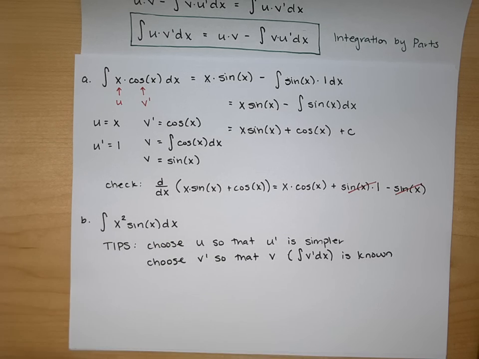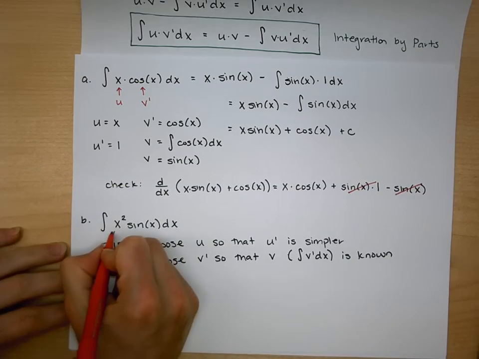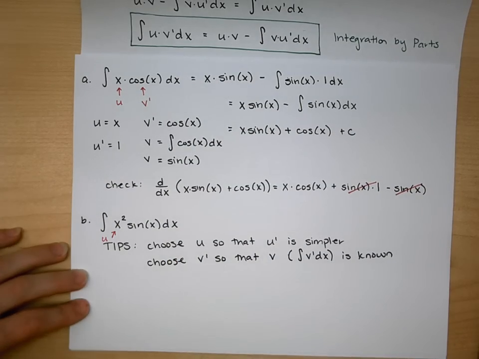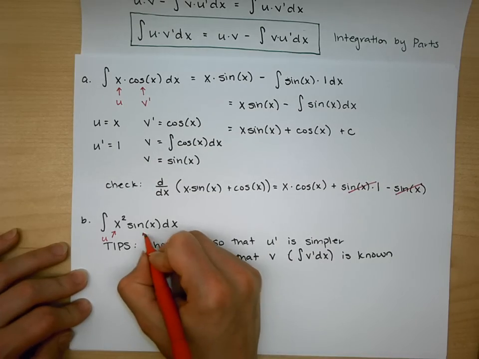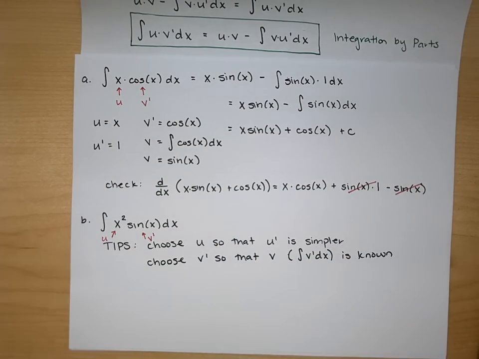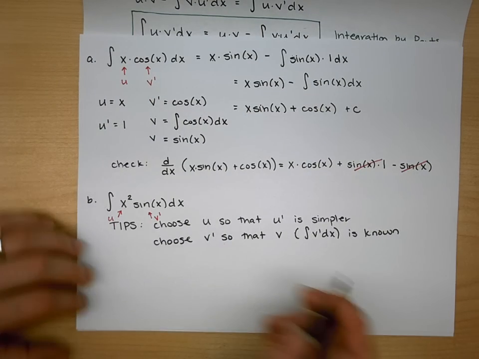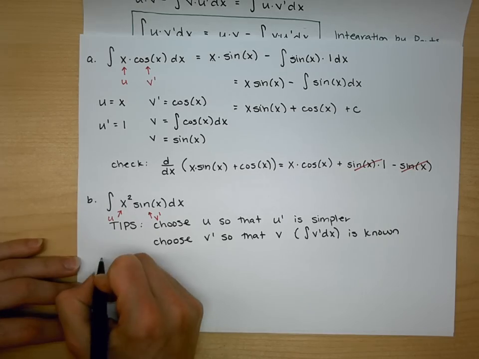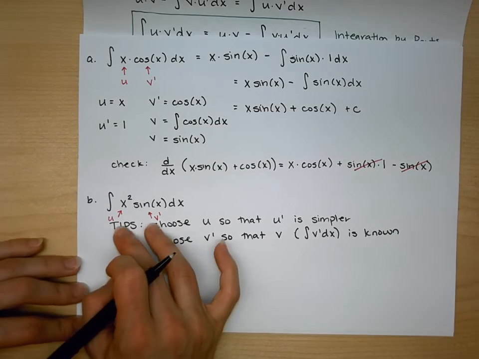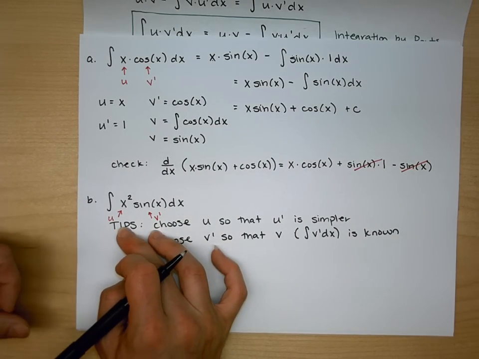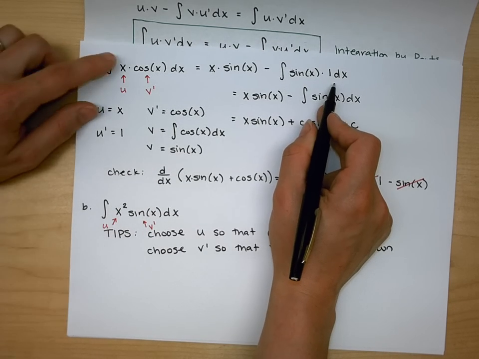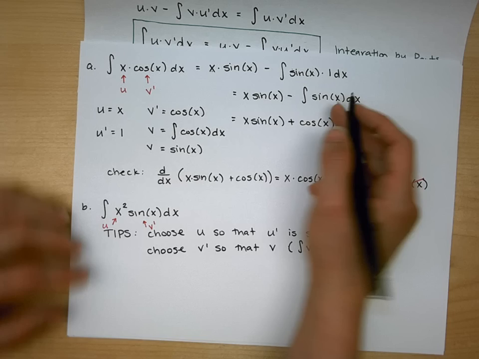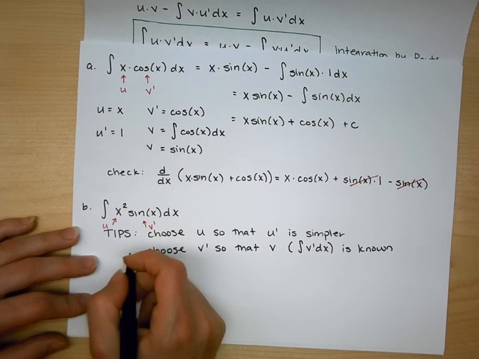Hopefully you can see that x squared should be the u, because if I do that, then the u prime is going to be simpler. And if I pick the sine as v prime, I do know what the integral of sine is, so that seems like an appropriate choice. The great thing about this also is that if you choose wrong, you're going to find out pretty soon, because the integral that you have over here will be more difficult than this integral, and you'll know that maybe it wasn't the best route. So then you can just go back and switch it.